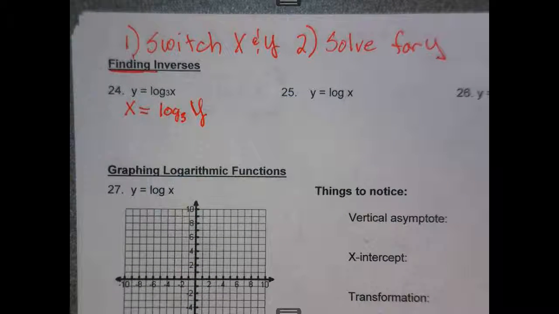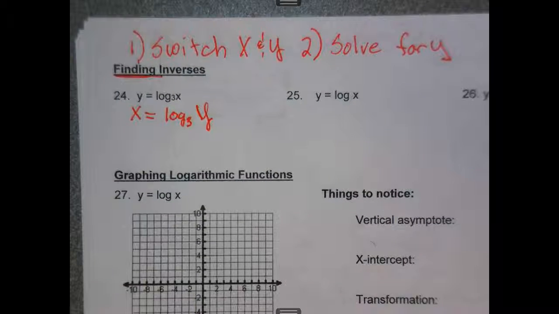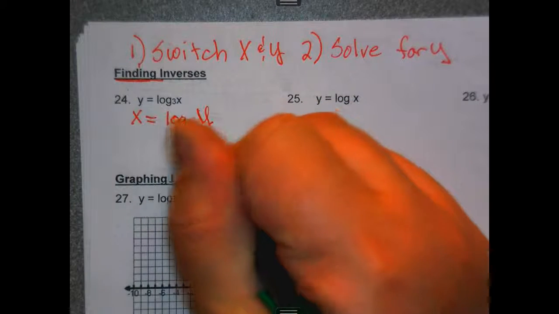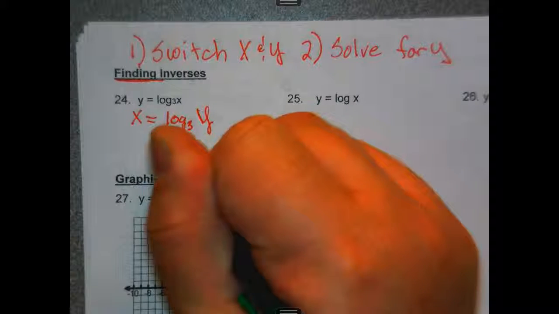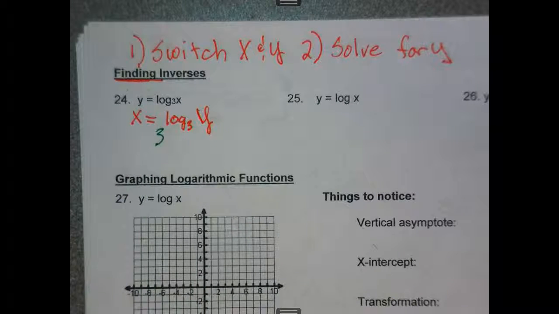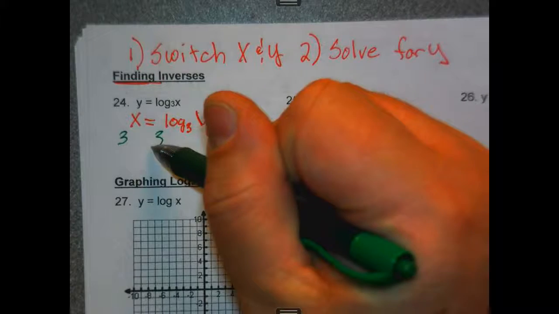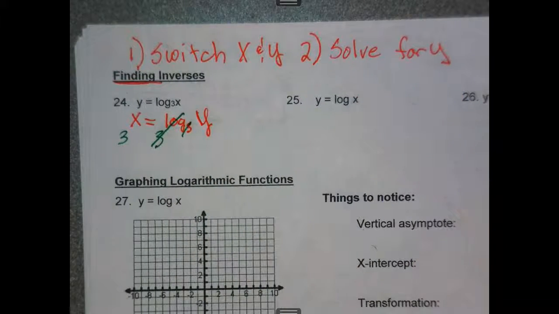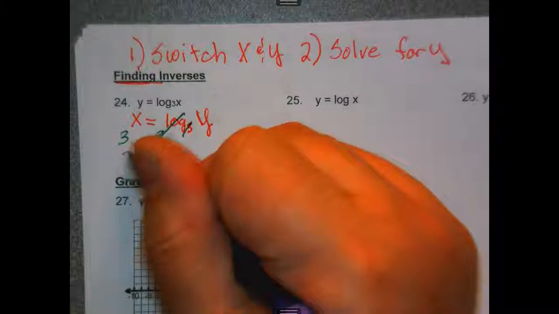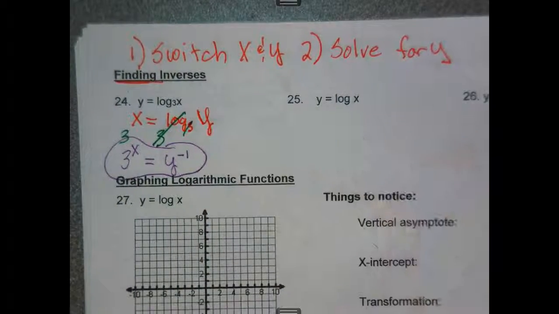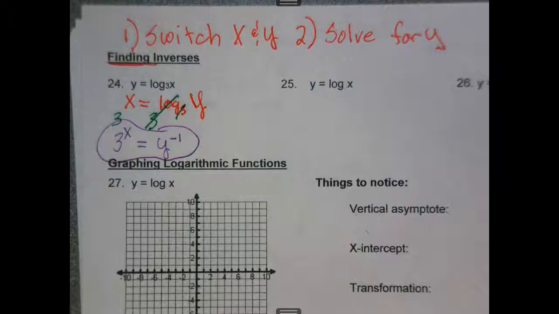You're on the right track, okay? I got to have a power with base 3. So I'm going to make this log base 3 of y into an exponent with base 3. Now, hang on a minute. Whatever I do to one side, I have to do to the other, right? My 3 cancels out the log base 3. So what's my answer? Yep, and that's my inverse. I'm going to put a little minus 1 there. See how easy that is?